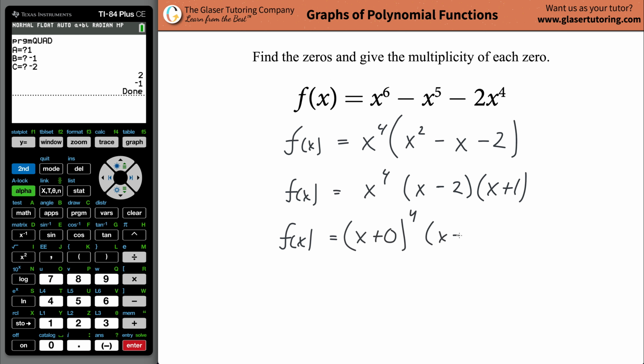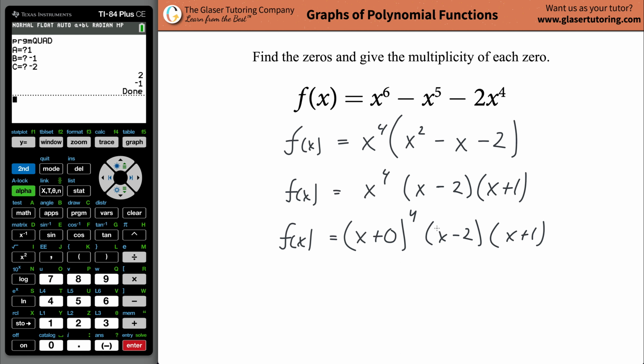Now this is going to look very consistent, so to speak, right? We have basically three zeros. We're going to have a 0 at x equals 0. We're going to have a 0 at not -2, but +2. And then we're going to have a 0 at x equal to -1.